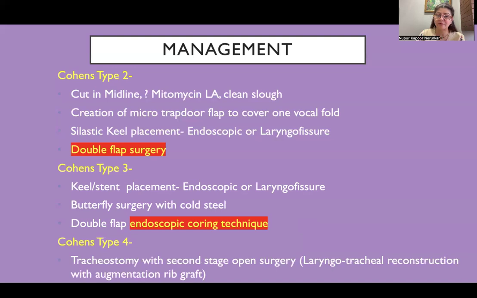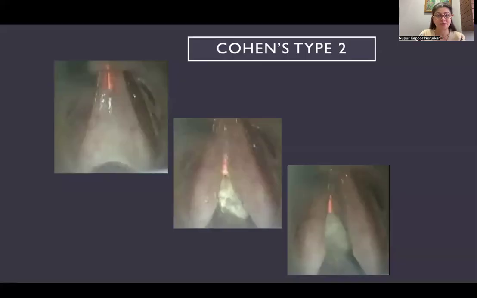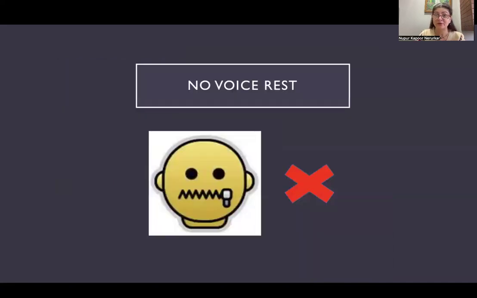And in a Cohen's type 4, open surgery, which is a laryngotracheal reconstruction with augmentation of the rib graft, I shall not be discussing in today's talk. So here's an example of a Cohen's type 1 web where the web is very thin. We are cutting in the midline with the AccuBlade. That is the red line you see over here, bang in the center, so that we create the two vocal folds. This will, in most certainty, re-web if you don't do something about it.